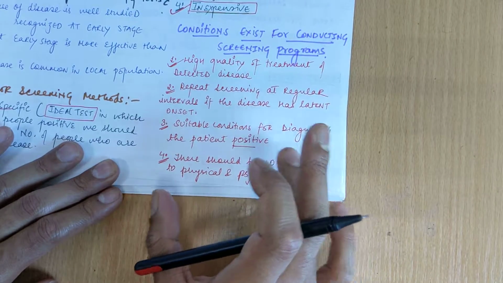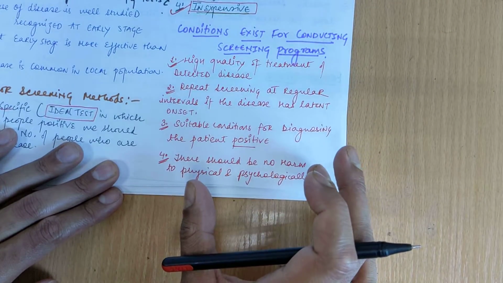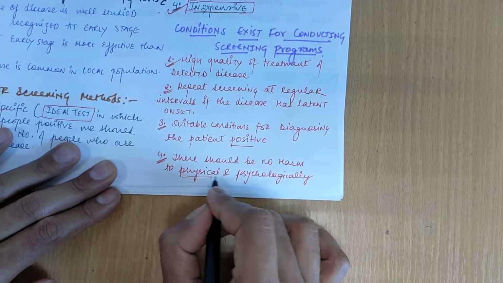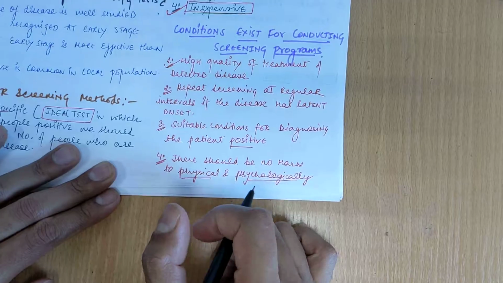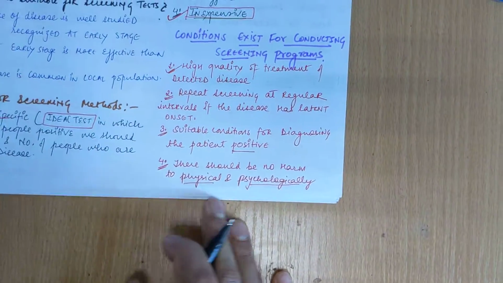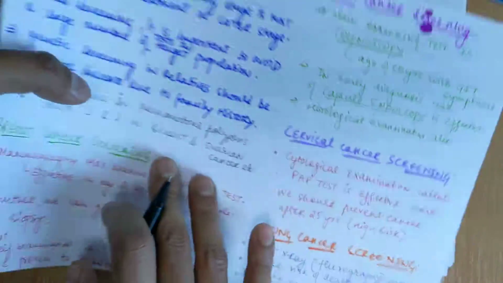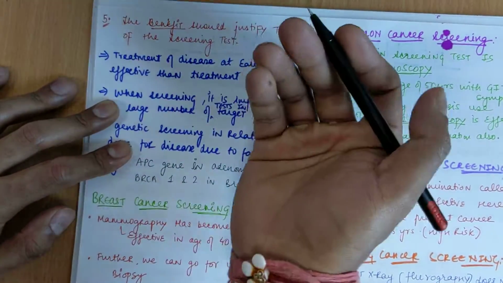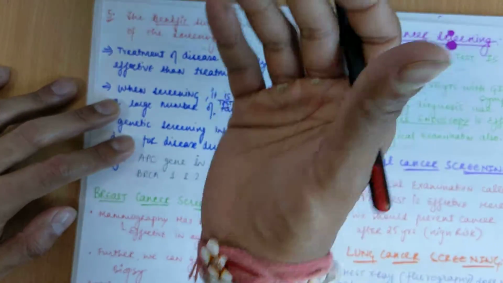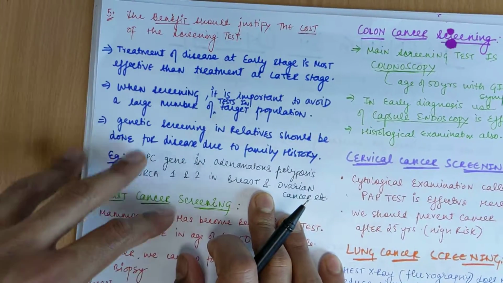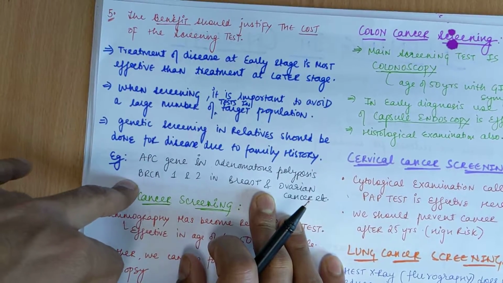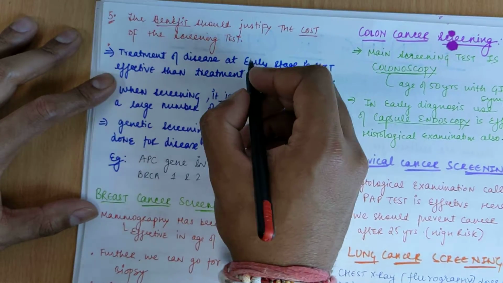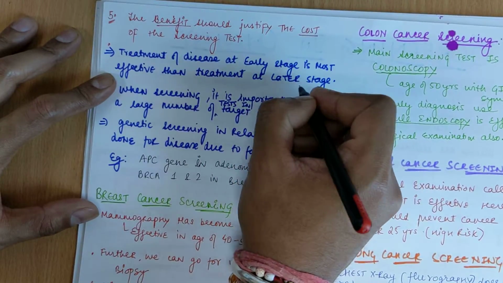So the appropriate time and the condition of the patient should be kept in mind. And fourth, there should be no harm to the physical and psychological status of the patient. Now the fifth point is that the benefit should justify the cost of the screening test. The test which we are doing on the patient to confirm the diagnosis should be cost effective. And another point is that treatment of disease at an early stage is more effective than treatment at a later stage.